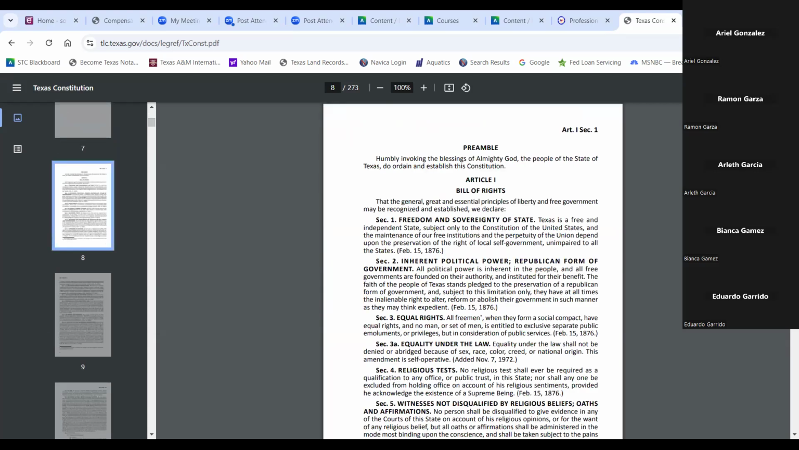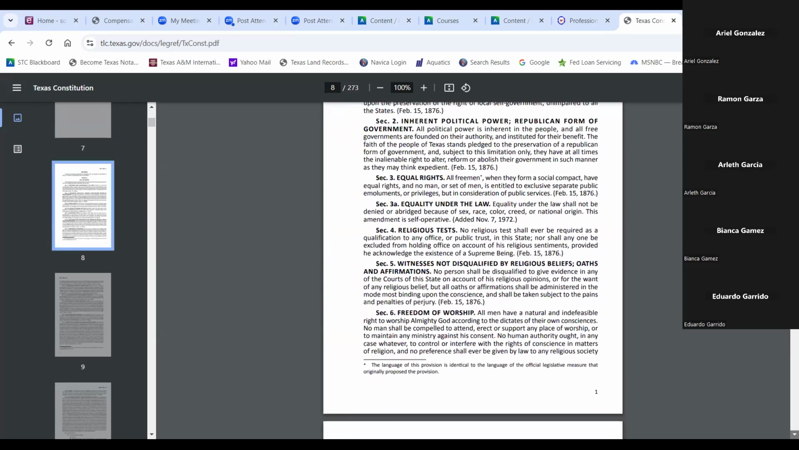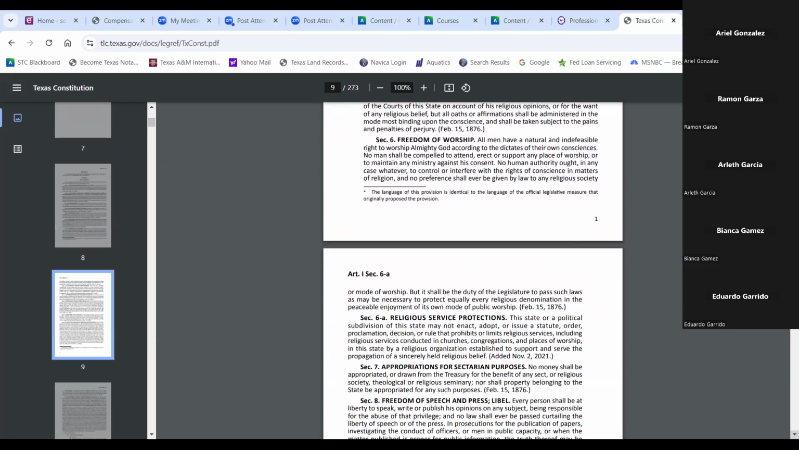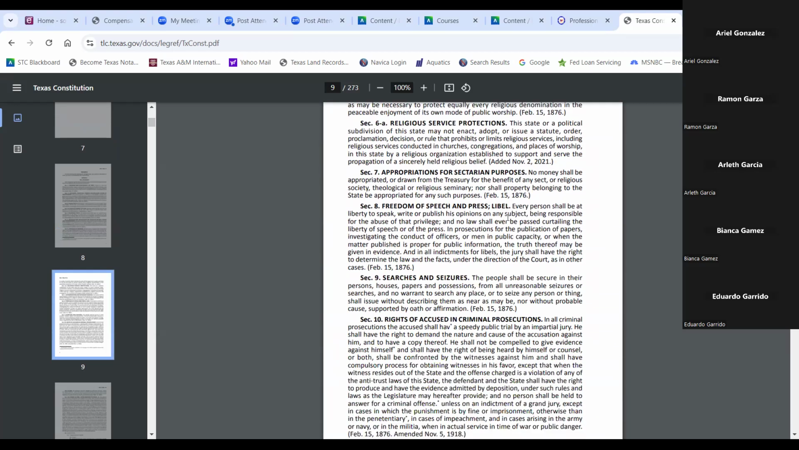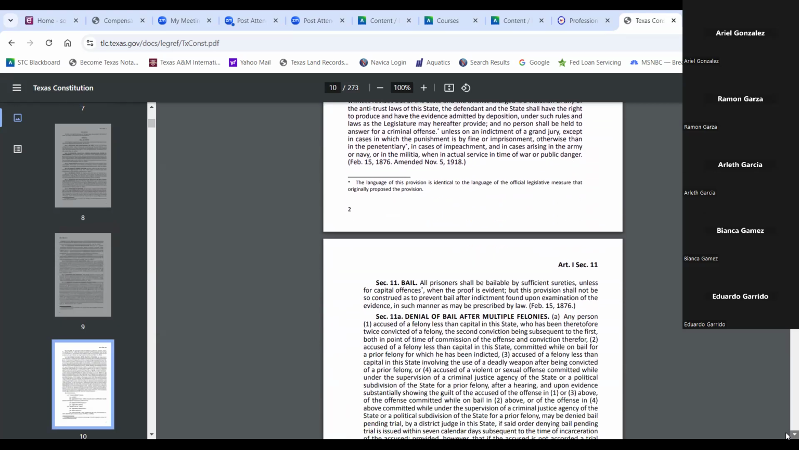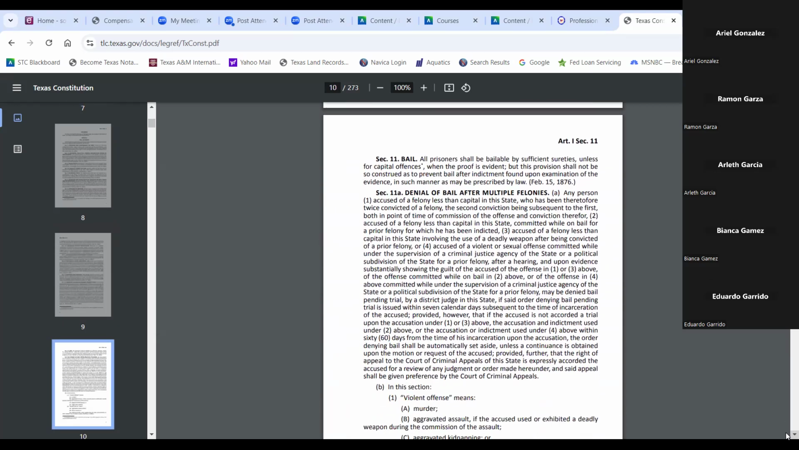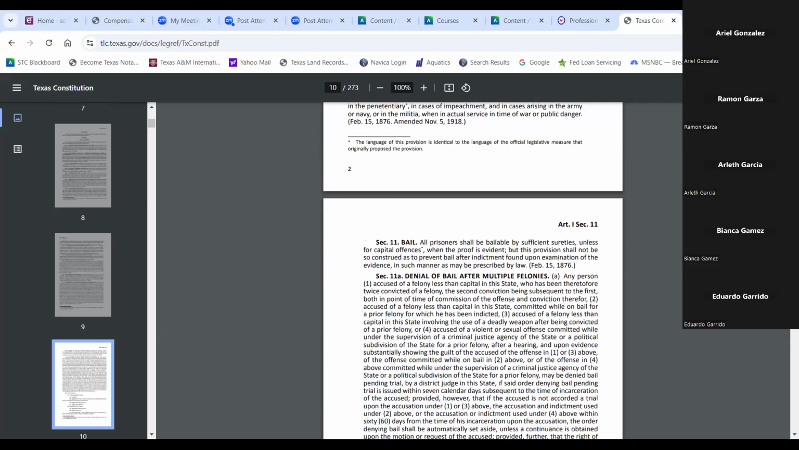Okay, so if you've taken Government 2305, you'll know that a lot of this sounds familiar, right? Let's take a look at freedom of speech and press, and searches and seizures. So this is your First Amendment of the U.S. Constitution. This is your Fourth Amendment. Rights of the accused, so we're talking about the Fifth Amendment right here. And bail is also in the Eighth Amendment, although there are some differences.